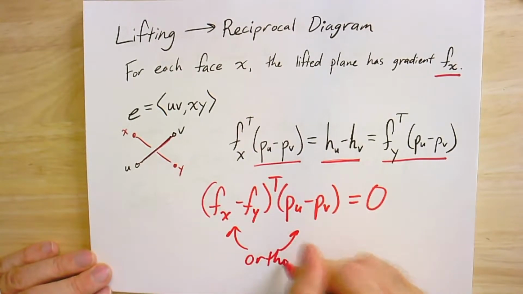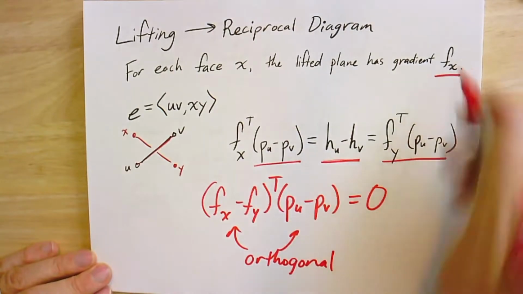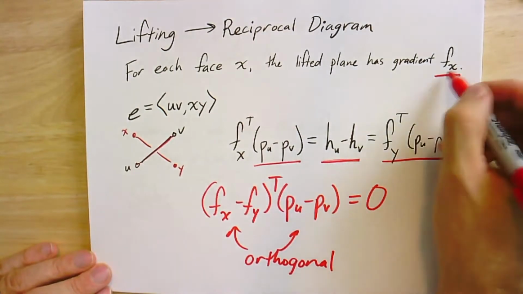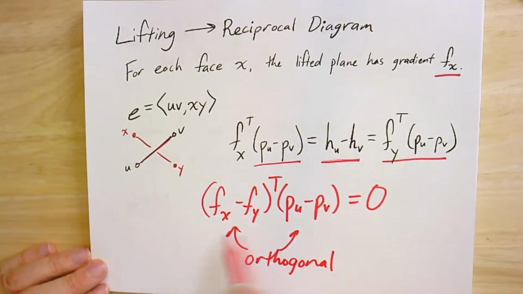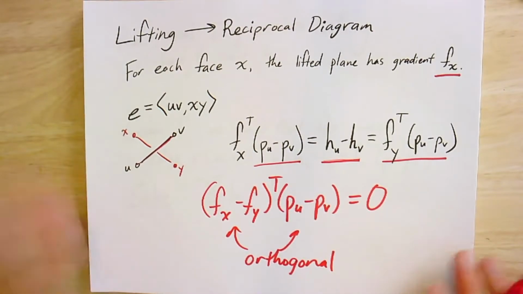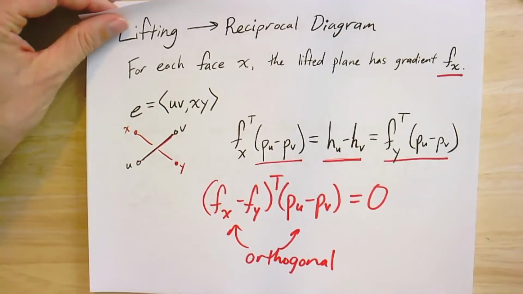And if they're orthogonal, then the use of the gradients as the coordinates for the dual faces turns out to be exactly what you need to get a reciprocal diagram. All right, so from a lifting to a reciprocal diagram, really, really easy.